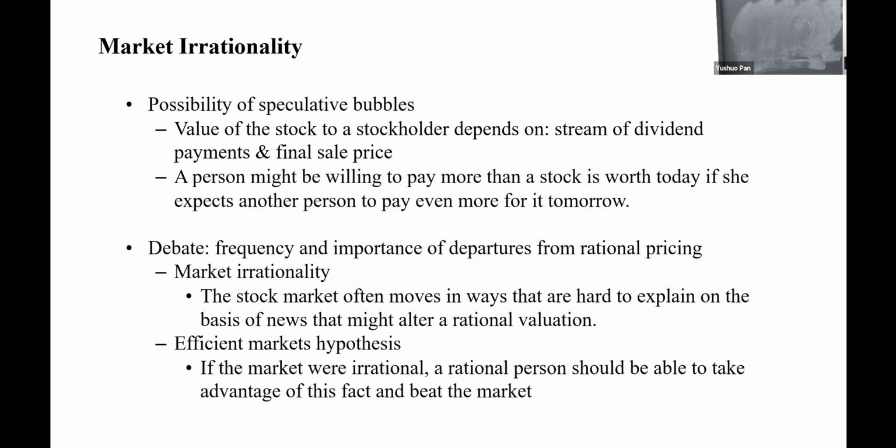But the final sale price not only depends on the firm's performance, it also depends on the other person's expectation. What are the opinions of the other person? If that person thinks the price should be higher or lower, because you need to sell your stock to the other person, right? So a person might be willing to pay more than a stock is worth today if she expects another person to pay even more for it tomorrow.